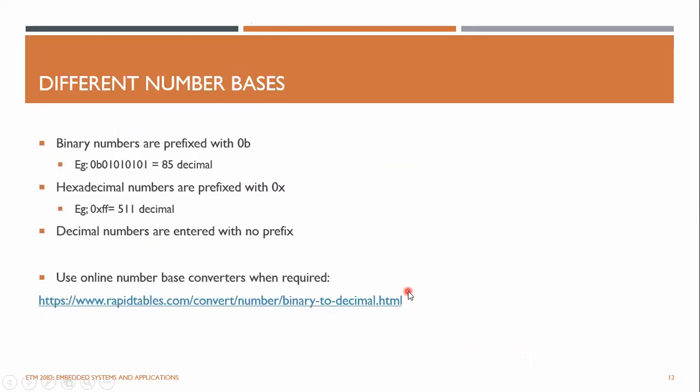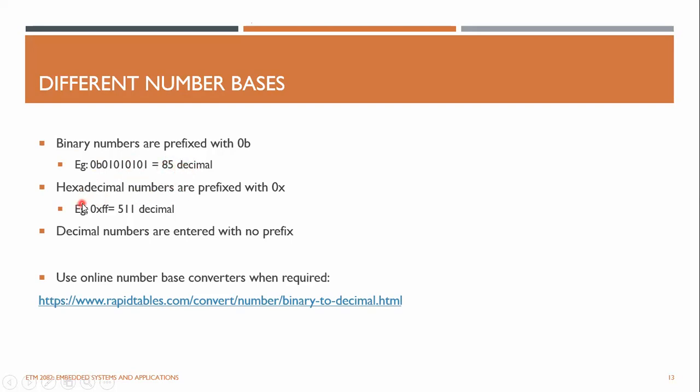You can define the type based on your requirement. And we also need to use different number bases when we are using the Atmel Studio. If you use the binary number base, you have to define the number starting with 0B. This is how the compiler knows it is a binary number. It might seem obvious that it should be binary, but the way Atmel Studio works, you have to add 0B in front if it is a binary number. So this number represents 85 in decimal.